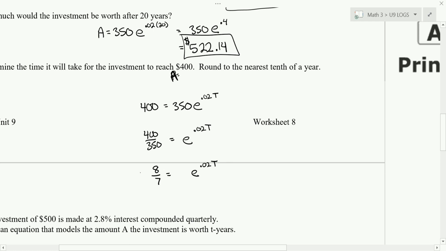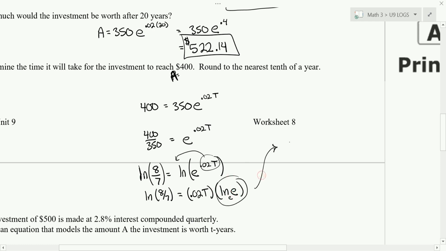So I'm going to take the natural log of both sides. I'm picking natural log because the base of my exponent is e, and the base of my natural log is also e. Use the power property. And the natural log of e is just 1, so that's going to go away. And now we have the natural log of 8 over 7 is equal to 0.02 times t.